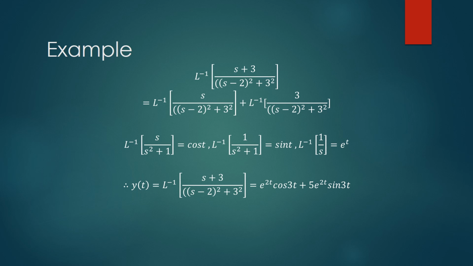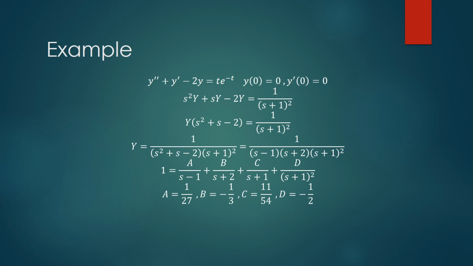You know that the Laplace inverse of s over (s squared plus 1) is cosine t, and the Laplace inverse of 1 over (s squared plus 1) is sine t, and the Laplace inverse of 1 over s is e to the power of t. So the given expression equals e to the power of 2t times cosine 3t plus e to the power of 2t times sine 3t.